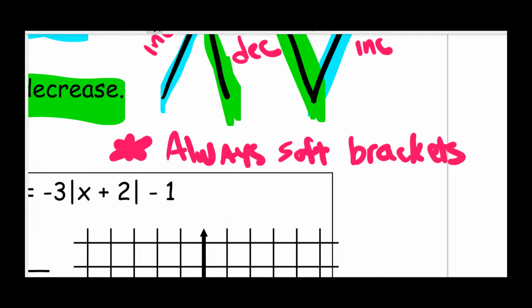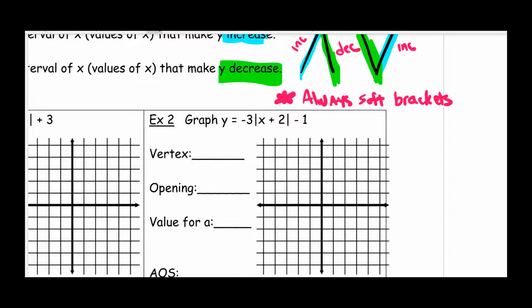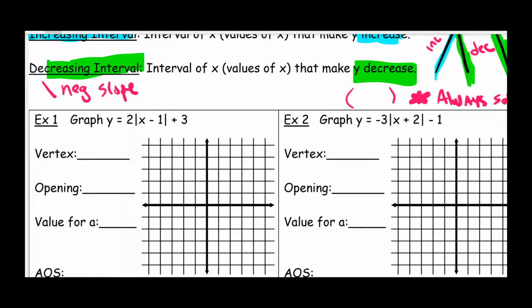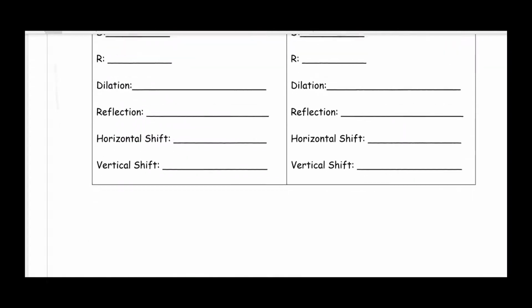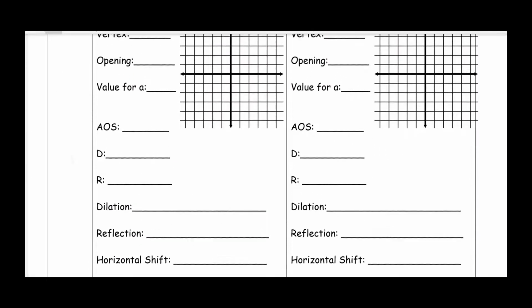All right, and we'll do that as we go through here. So soft brackets are going to look like parentheses. What's confusing about it for a lot of people is that sometimes they think it's an XY coordinate, and it's not. So we'll play with that shortly. We're going to take a look at these 2 examples and talk about all these different pieces.